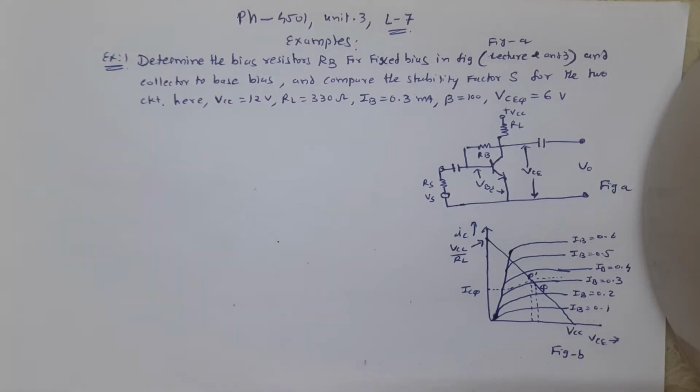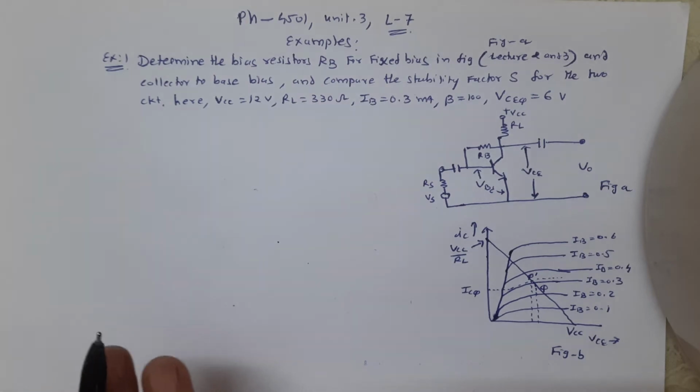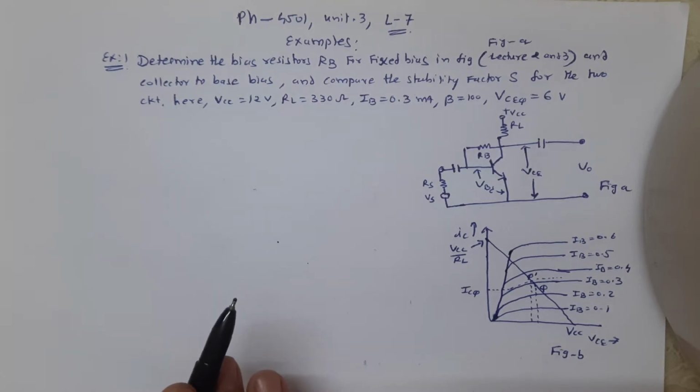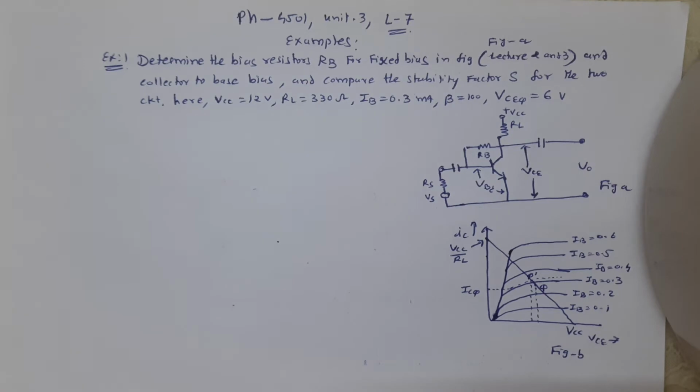Now we are discussing some examples. The first example is from PH 4501 Unit 3, lecture number 7. The first example is: determine the bias resistors RB for the fixed bias circuit as shown in figure A. This is your figure A.